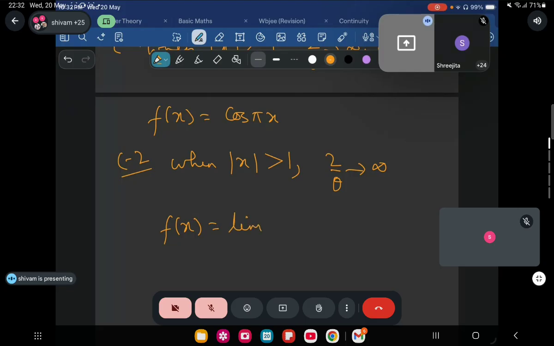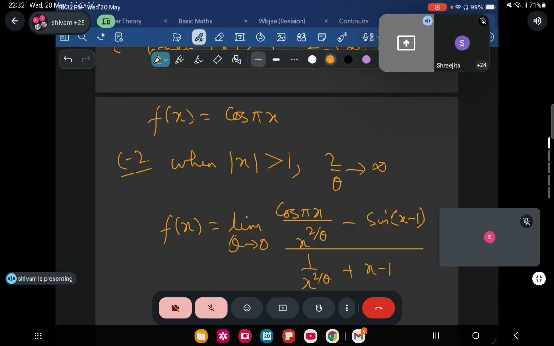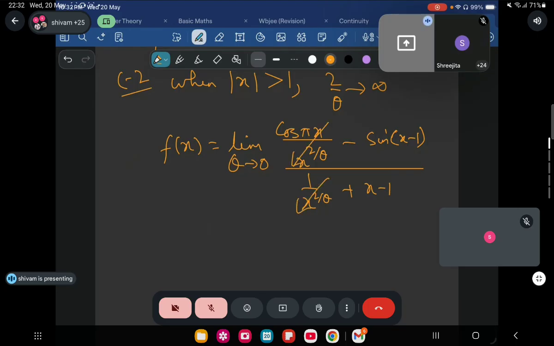So f of x will be equal to limit theta tends to 0 of cos pi x divided by x to the power 2 by theta, minus sine of x minus 1, divided by 1 by x to the power 2 by theta plus x minus 1. This part is gone, 0. This part is also gone, 0. You are going to get minus sine of x minus 1 divided by x minus 1. We have done this kind of problem, right, in built-in limit, Shrita? Do you remember? I think similar kind of problem. Over there also cos pi x was there, I guess. Anyway, pay attention.